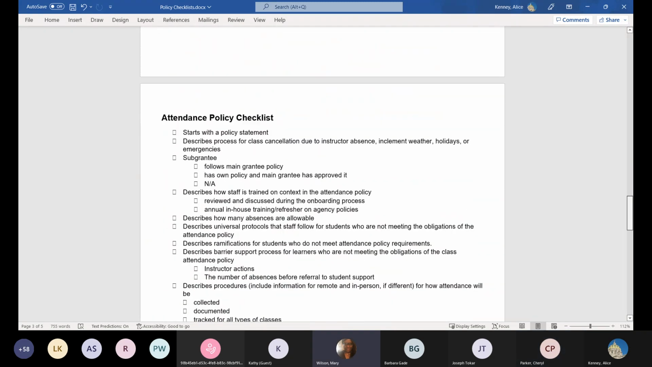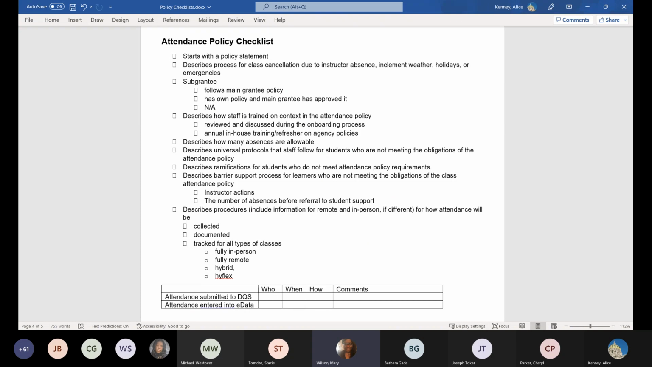Thank you, Cheryl. Good morning, everyone. So in line with Cheryl's procedure of talking about the checklist, I am only going to point out specific items. First up is the attendance policy checklist. Just to point out again about subgrantees, you want to make sure if the subgrantee is following the main grantee policy, or an attendance policy has been developed by the subgrantee and it has been approved. Of course, if you do not have a subgrantee, this does not apply to you.